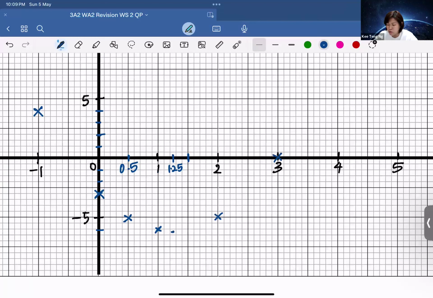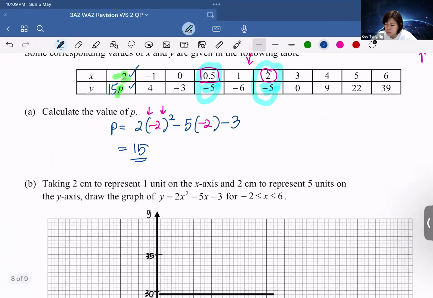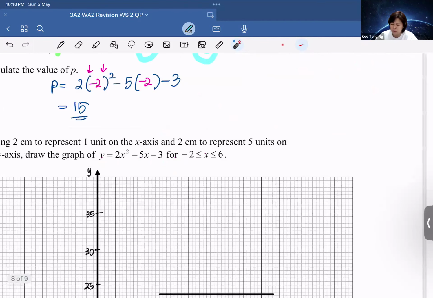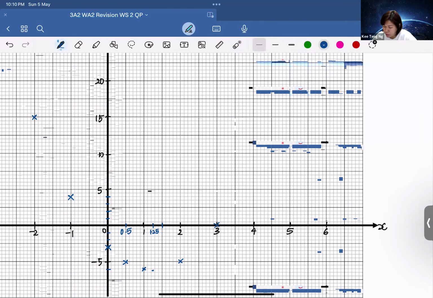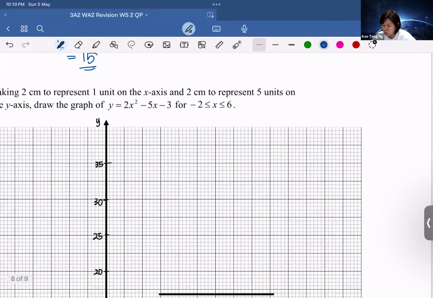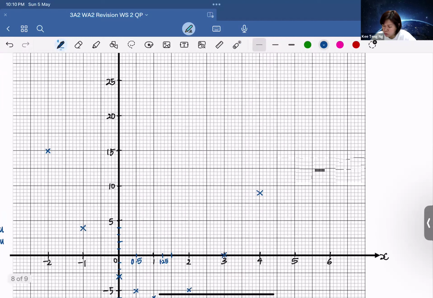3 is at 0, as said just now. So 3, 0. Then 4, 9. 5, 22. 6, 39. For 4, go all the way up to 9. Then 5, 22. When is that 5? I go to 20, 21, 22.